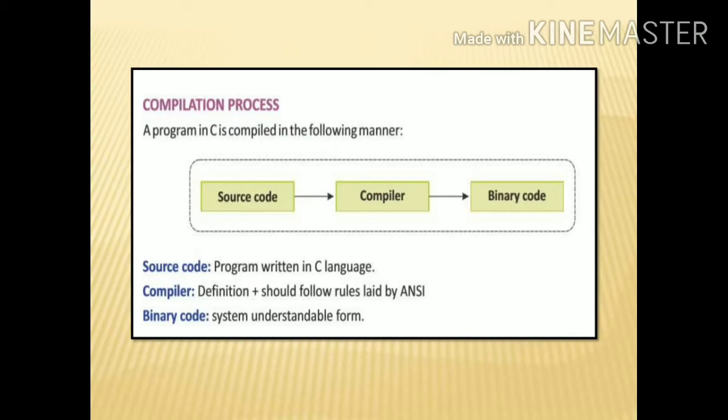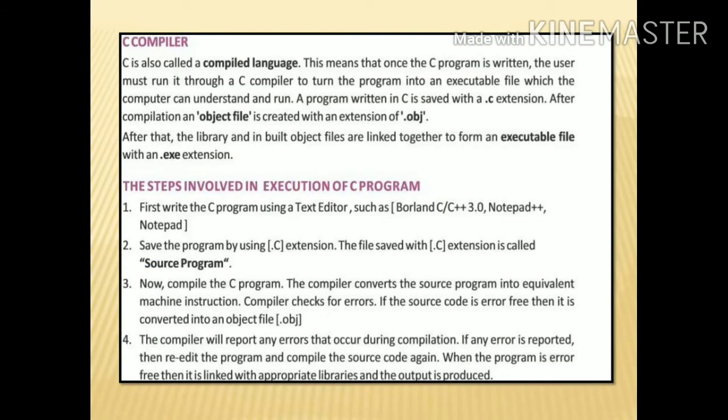Next we have the compilation process. How exactly is a C program compiled? A program in C is compiled in the following manner: source code, compiler, binary code. Whatever you write is the source code, in the C language. The compiler should follow some rules laid by ANSI. The last one is binary code, the system understandable form. Binary is nothing but bits, that is 0 and 1. That is the machine level language.